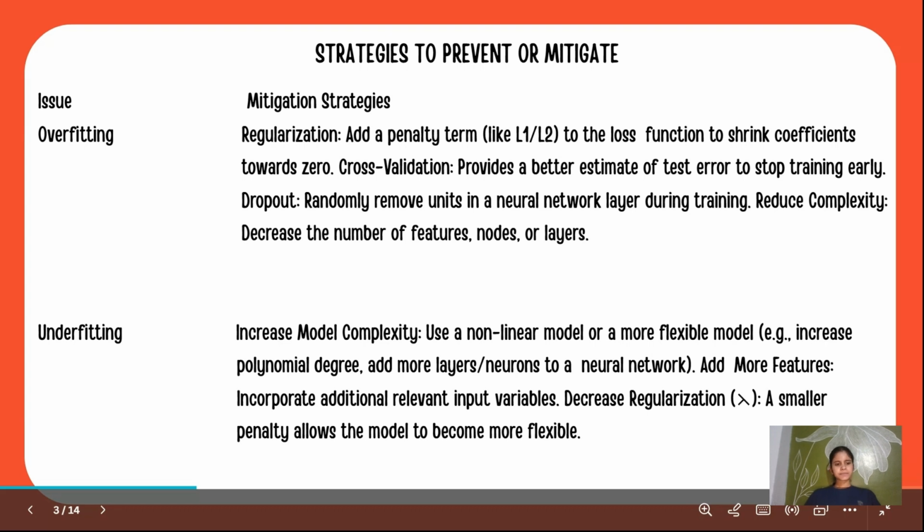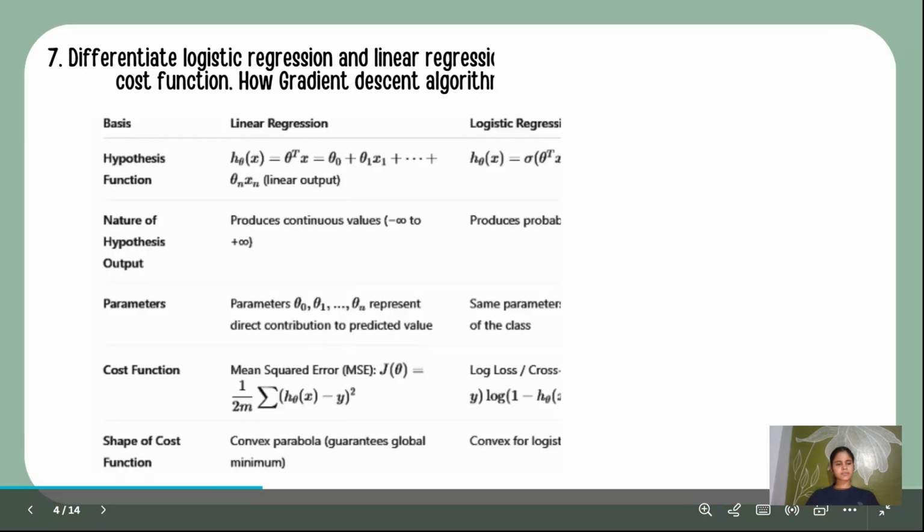For underfitting, increase model complexity, use a non-linear model or a more complex model. Example, increase polynomial degree, add more layers, neurons to the neural network. Add more features, incorporate additional relevant input variables. Decrease regularization, a smaller penalty, allows the model to become more flexible. Now move to the next question.